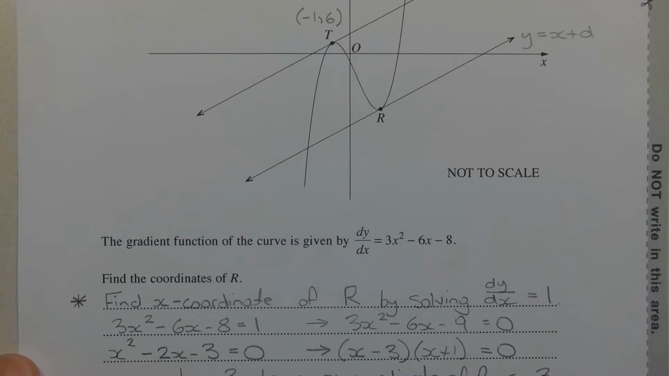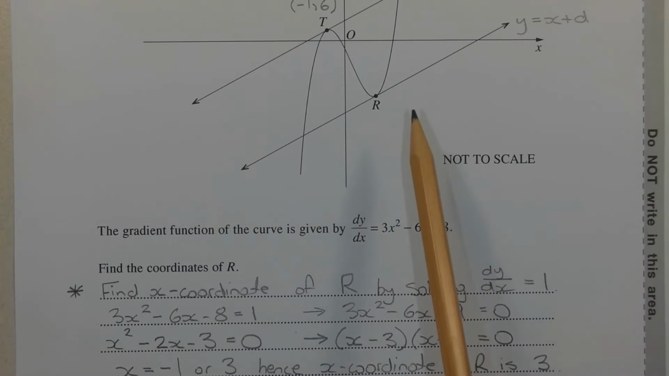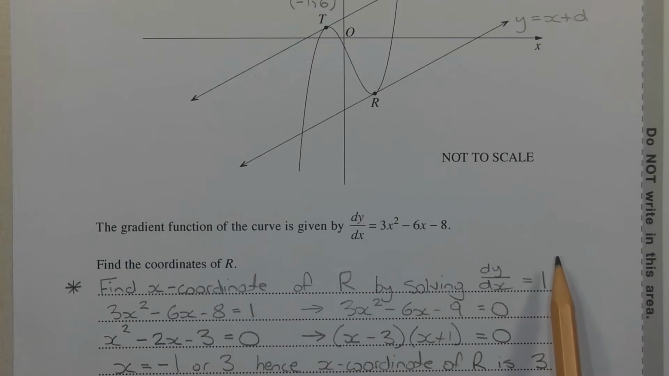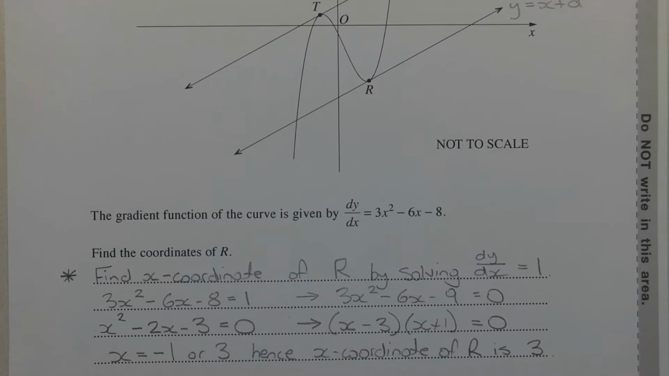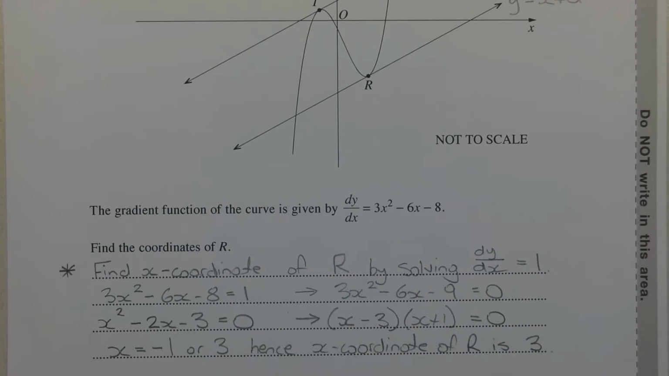So we can proceed to find the x-coordinate of point R by solving dy/dx equals 1. So 3x squared minus 6x minus 8 equals 1. So we have a quadratic equation. Let's clean that up by moving the 1 over to the other side. So we have 3x squared minus 6x minus 9 equals 0. Now it's a non-monic quadratic equation, but we can easily turn it into a monic quadratic equation by dividing all terms by 3.